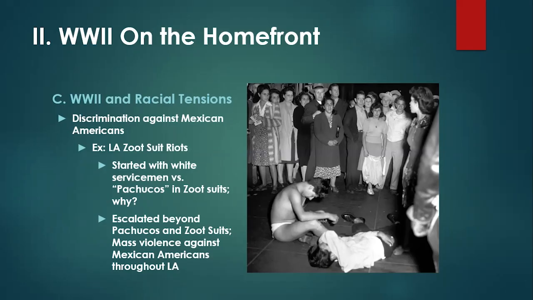Then eventually, this went far beyond just some servicemen attacking Mexican American Pachucos, and it became more of an incident of mobs of white citizens storming minority neighborhoods, destroying Mexican American businesses, attacking Mexican Americans at random, and things really got out of hand. Okay. These Zoot Suit riots are absolutely an example of this discrimination against Mexican Americans, or overall, an example of these racial tensions that were very prevalent throughout World War II.